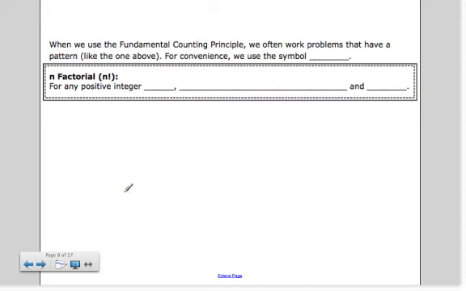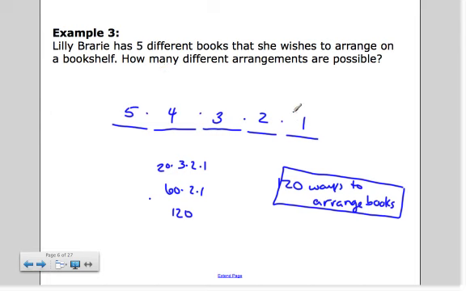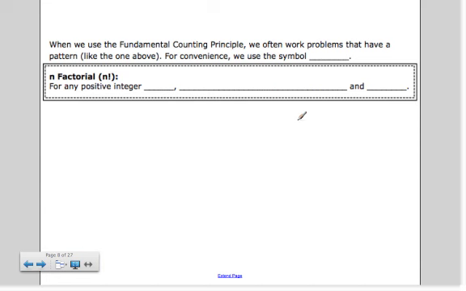Okay. The next thing, when we use the fundamental counting principle, we often work problems that have patterns, like the one that we just did, where it had that 5 times 4 times 3 times 2 times 1. Well, for convenience, we use this symbol. It looks like this, n factorial.